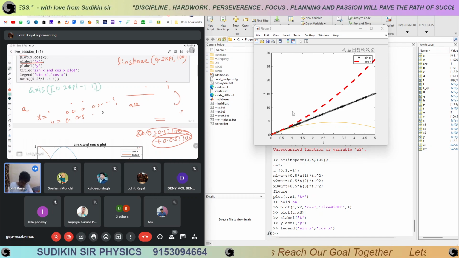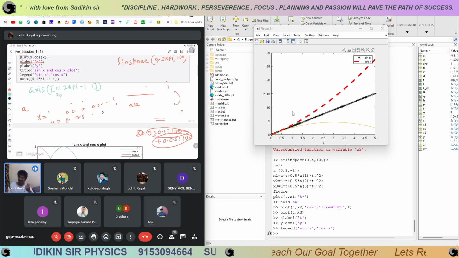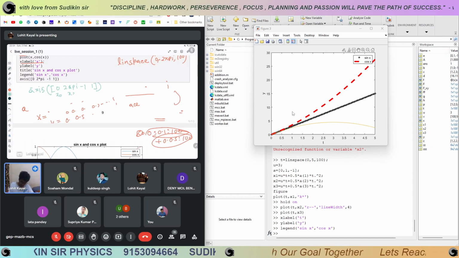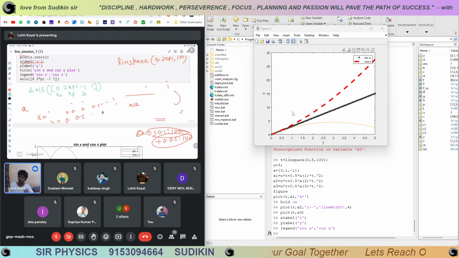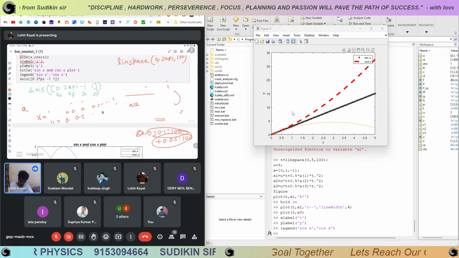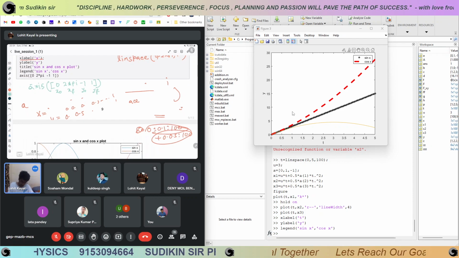Okay, so this is the x0, that means the x initial. This is 2 pi, x final. This is y0, that means the y initial, and this is the y final. I am specifying the limit, and here is the plot.